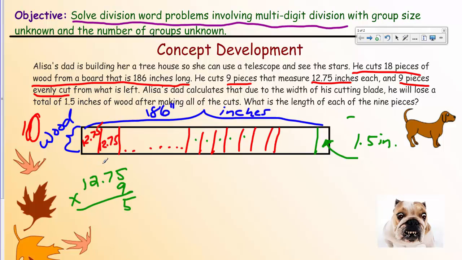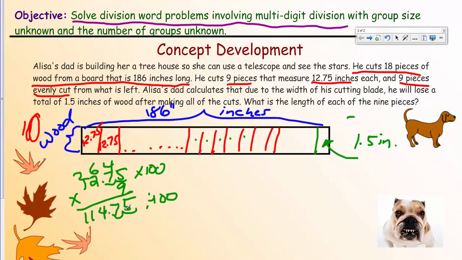That's 45. Carry the 4. 63 and 4, I believe that's 67. Carry the 6, we have 18. That would be 24. Carry the 2. 9 times 1 is 9, plus 2, 11. I surely hope so. And we're going to multiply that by 100, our way of getting rid of that decimal, and make sure that we divide it by 100 again to bring it back to 114.75. So this is the amount of wood that is going to be used for those 9 pieces.